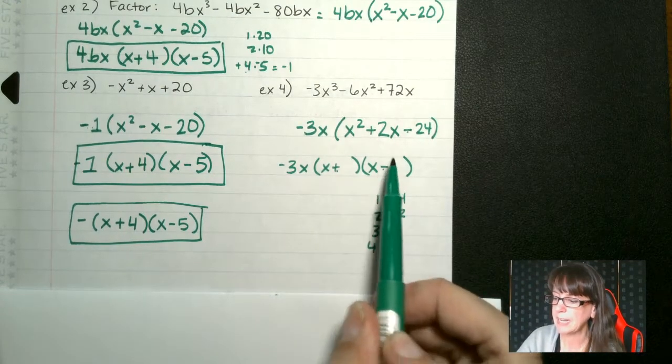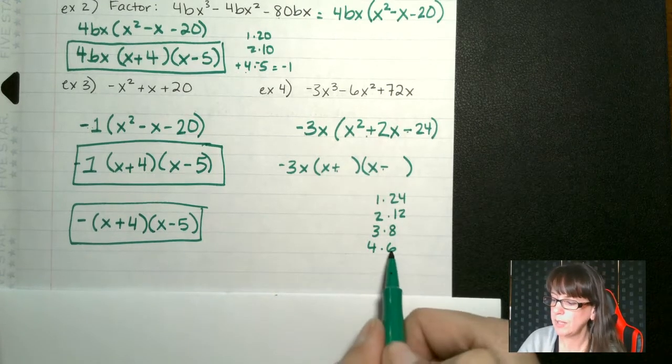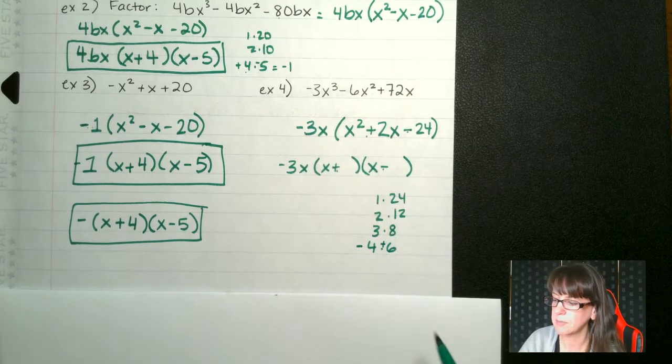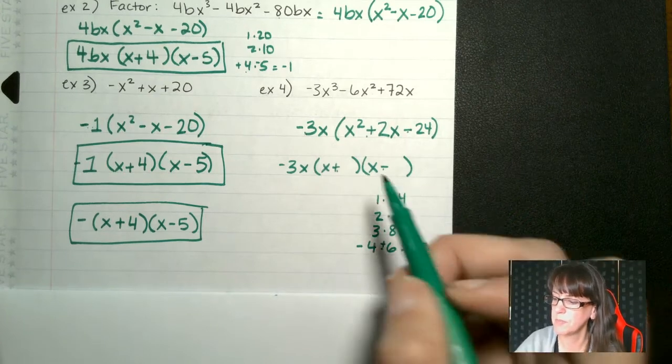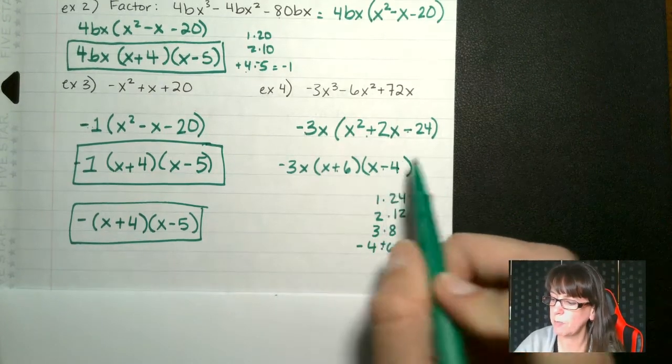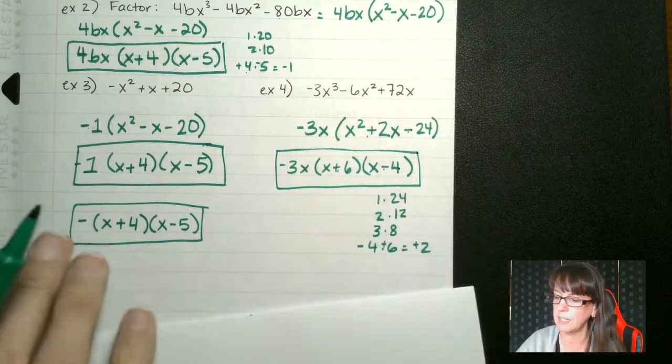I need a positive and a negative that gives me positive 2. Well, if I do negative 4 and positive 6, that'll give me positive 2. So positive 6, negative 4, we have just completely factored that guy.